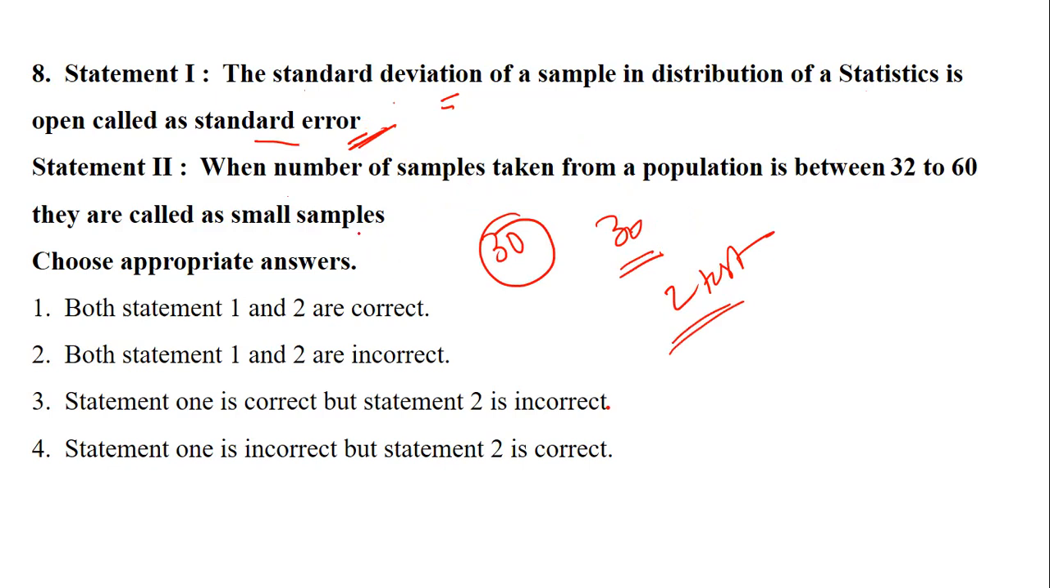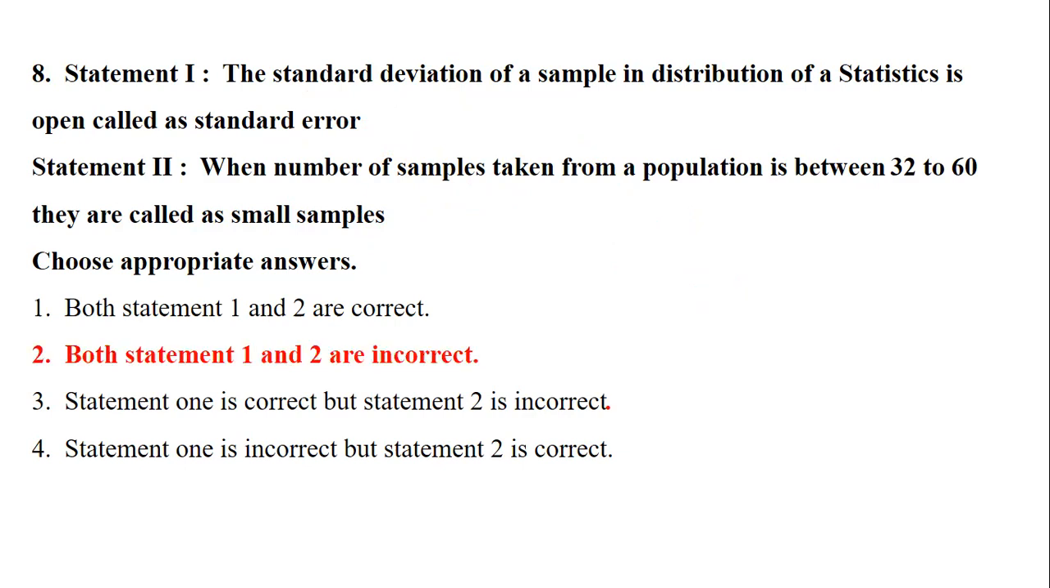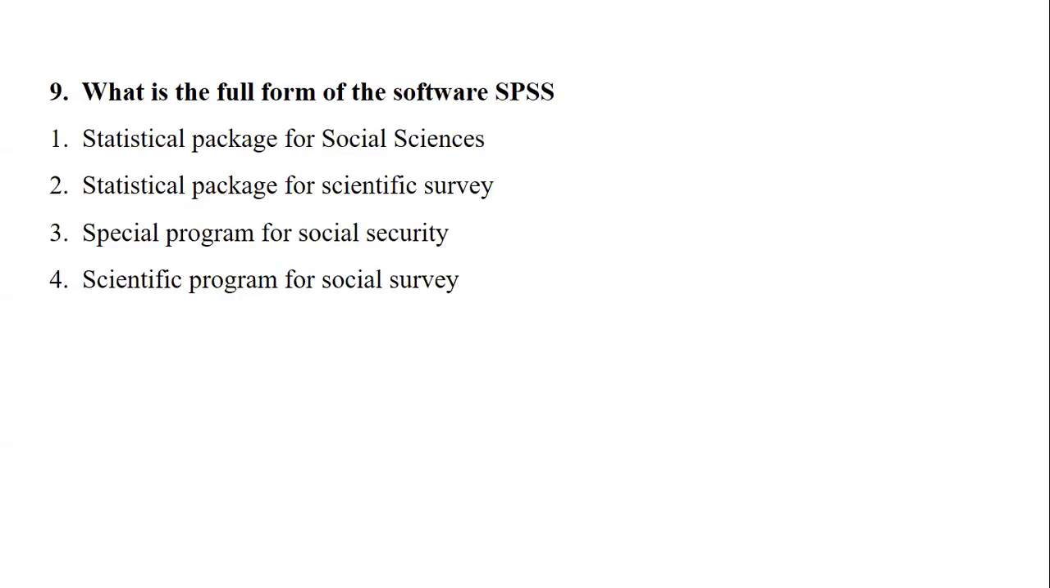So it will not be called small samples. So when we take both the statements, as I said, both stand to be incorrect, because error requires knowing the variability, and sample size within 30 itself is something small. Above 30 all goes into the huge samples, right?